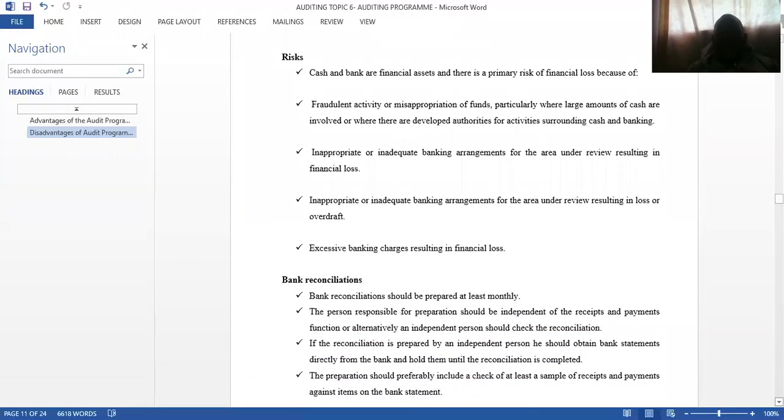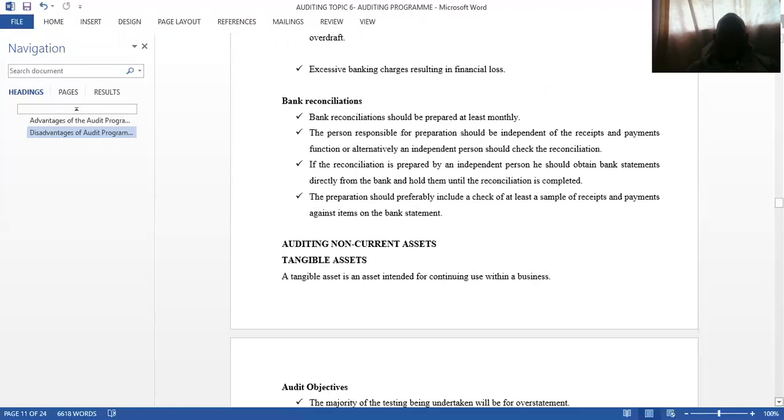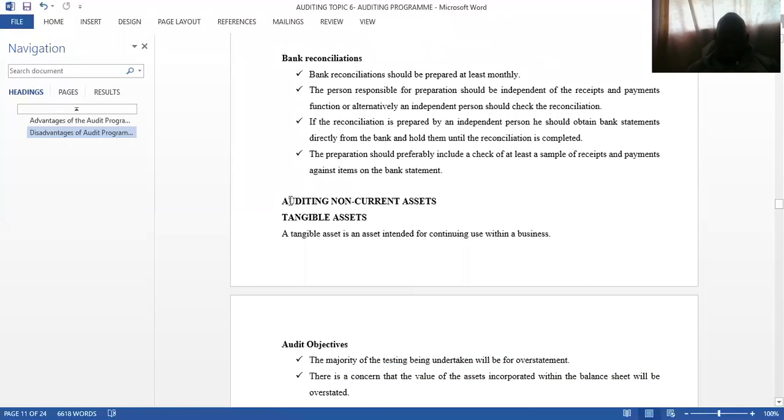I want to briefly talk about the audit of non-current assets. Non-current assets are the fixed assets, which are tangible, meaning that they can be seen. Here, the majority of testing being undertaken would be for overstatement. Overstatement here is a case whereby the asset has been overstated.